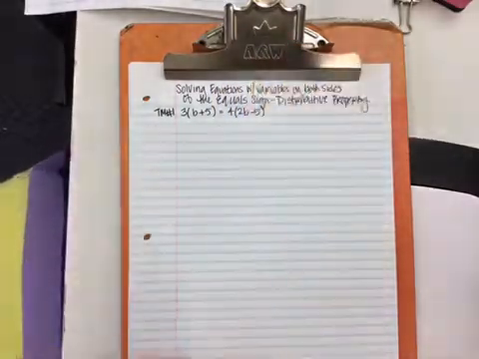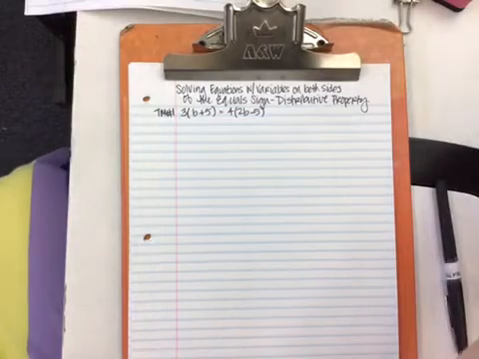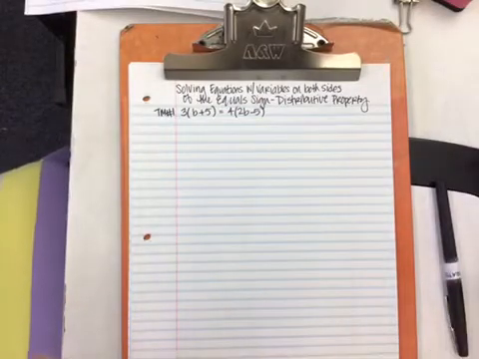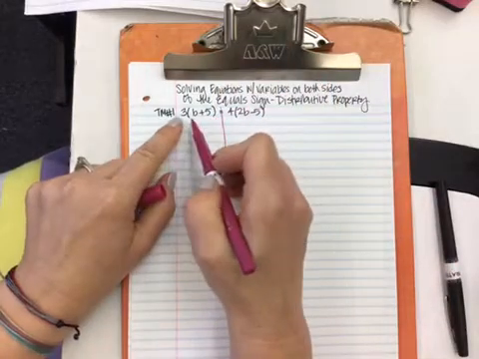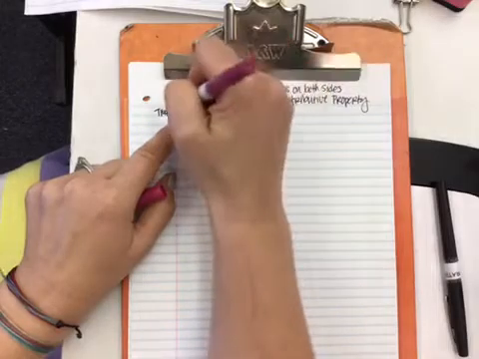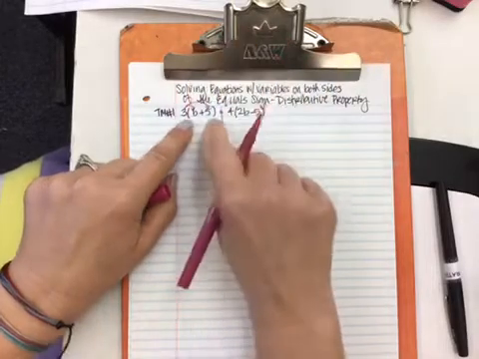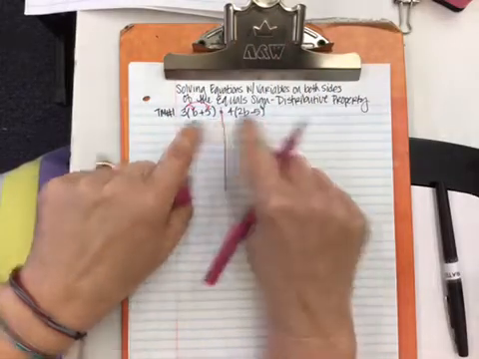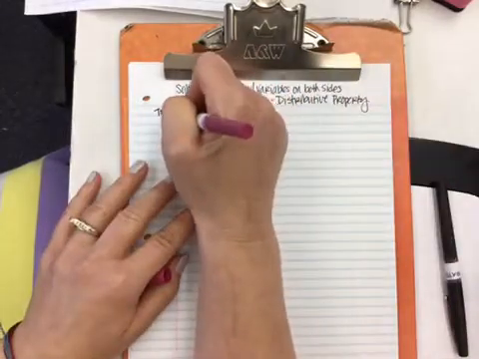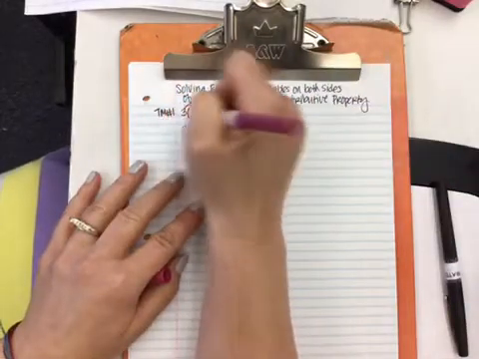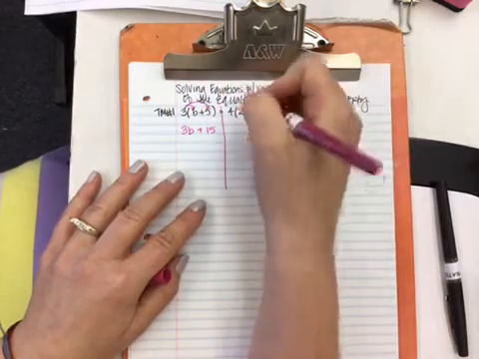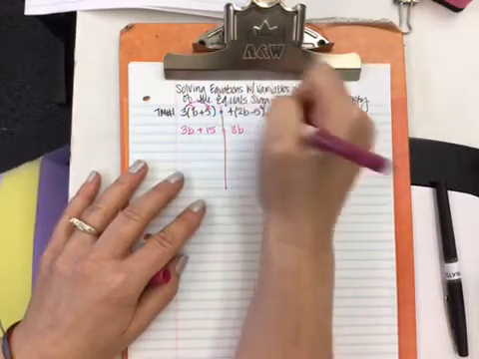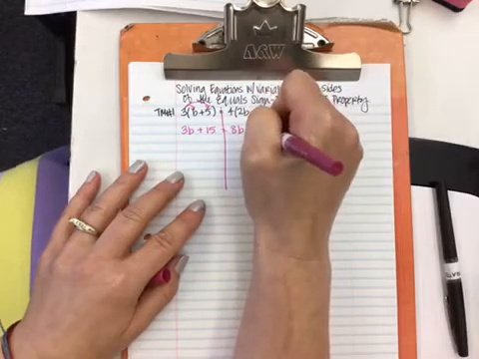minus 5. Okay, so when you're looking at this, your little eagle eye should be looking up there, right? And looking on the equation, on the equal sign, on the left I see that I have, do you see how you have these parentheses on both sides? Yeah. Okay, so I see I have 3b, so I'm going to say 3 times b and 3 times 5. On the right side I have 4 times 2b, so that's 8b, and 4 times negative 5 is negative 20.